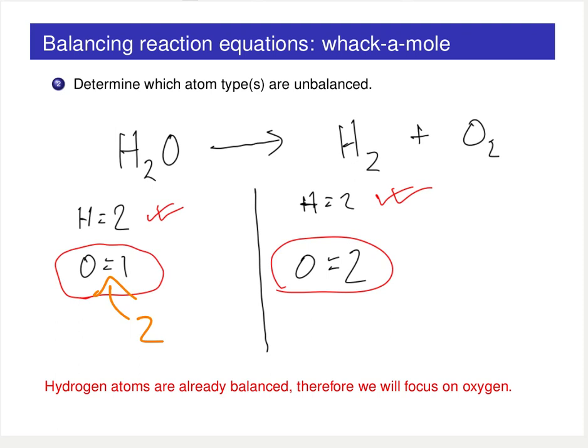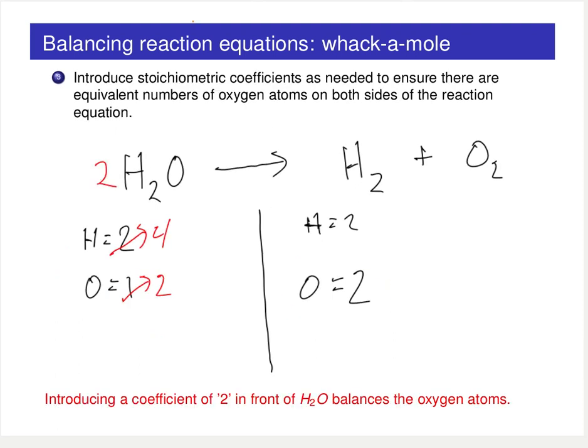Well, hopefully you guys will see that by simply introducing a stoichiometric coefficient of 2 in front of that water molecule, we will have effectively balanced the number of oxygen atoms. All right? Now, it's important to note that once you introduce that stoichiometric coefficient of 2, yes, you have changed the number of oxygen atoms so that those are now matching. However, you have also changed the number of hydrogen atoms. We now have a total of 4 hydrogen atoms on the left-hand side.